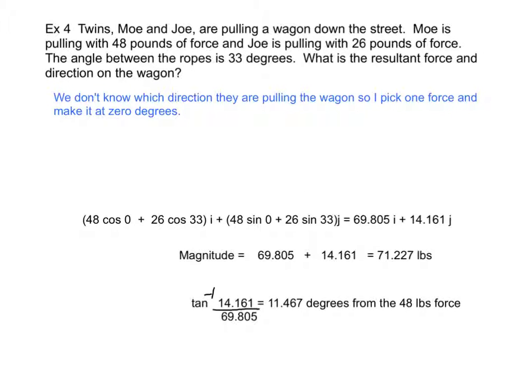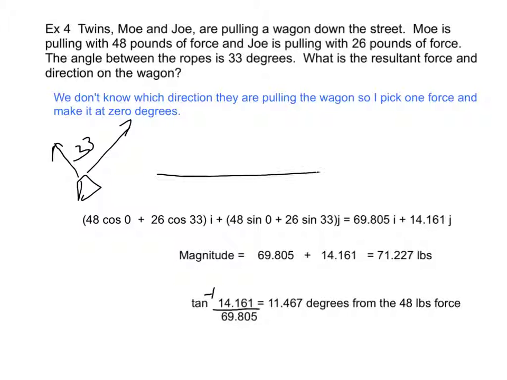Example 4. Twins Mo and Joe are pulling a wagon down the street. Mo is pulling with 48 pounds of force and Joe is pulling with 26 pounds of force. The angle between the ropes is 33 degrees. What is the resultant force and direction on the wagon? Since we don't know which direction they're pulling the wagon, we pick one force and make it 0 degrees. If this is the wagon and one's pulling this way, and one's pulling this way, we know this is 33 degrees. We don't have any reference point, and that's why we pick one of them and put it at 0 degrees.